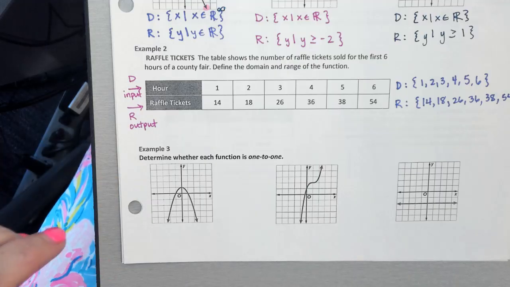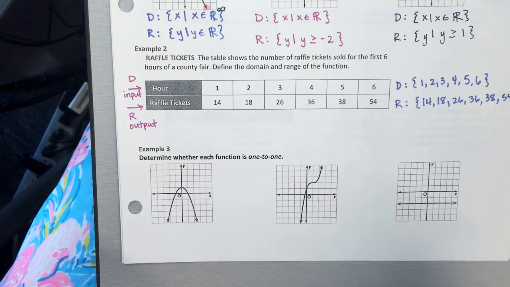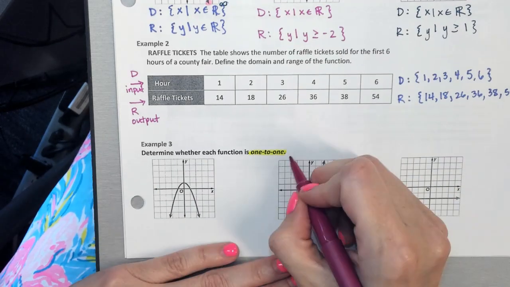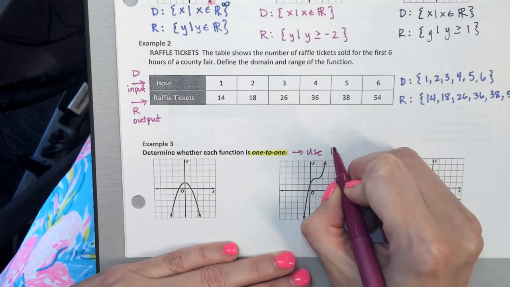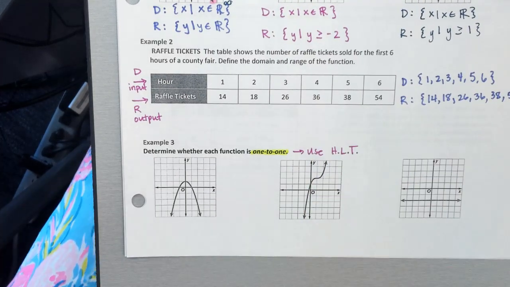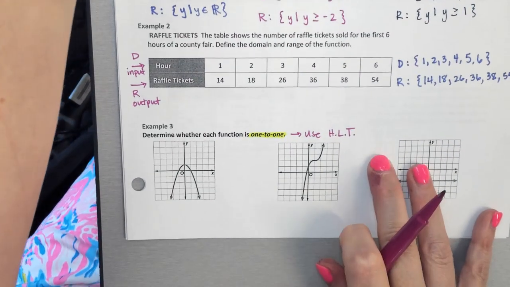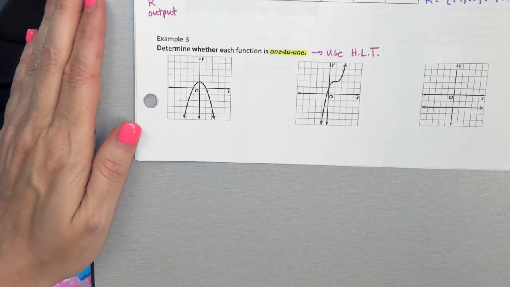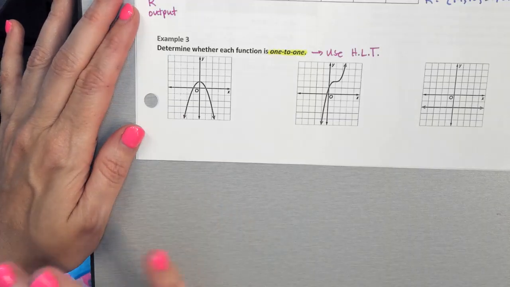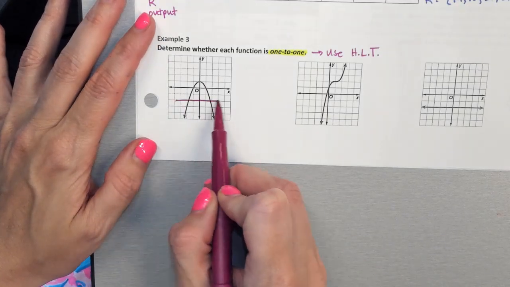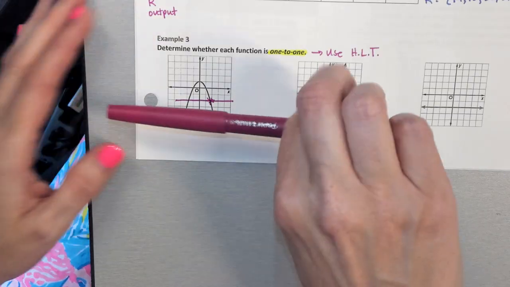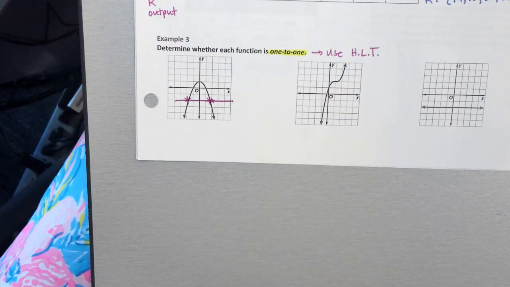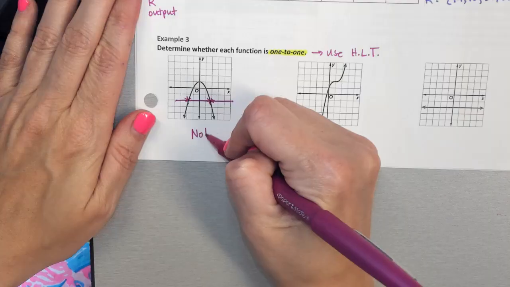Okay, and then for example 3, it says determine whether each function is 1-to-1. In order to do this, you're going to use the horizontal line test. So use the HLT. So we wrote above, if it intersects in more than one point, it's not 1-to-1. So if you can find any place on the graph where it intersects in more than one place, usually I take my pencil and say, yep, if it crosses 2 places, then it is not 1-to-1. And so all you have to write for this is not 1-to-1.